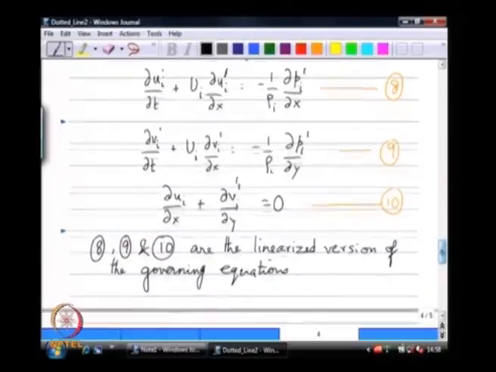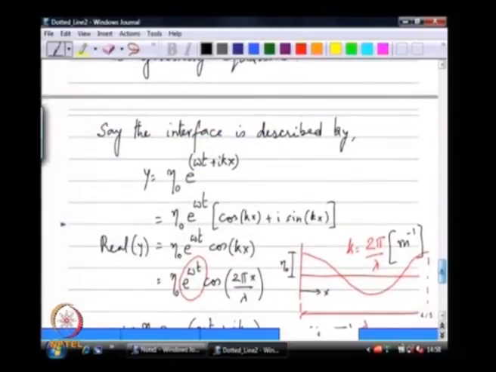And then we said that in order for me to solve them, I am going to make this specific interface shape assumption, and from there we are going to look for solutions of whether the real part of omega is positive or negative.